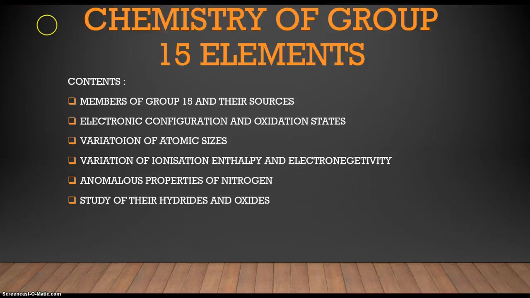Hello everyone. Today we are going to discuss the chemistry of group 15 elements. So we are going to discuss basically these topics today. Members of group 15 and their sources, electronic configuration and oxidation states, variation of atomic sizes, variation of ionization enthalpy and electronegativity, anomalous properties of nitrogen, and study of their hydrides and oxides.